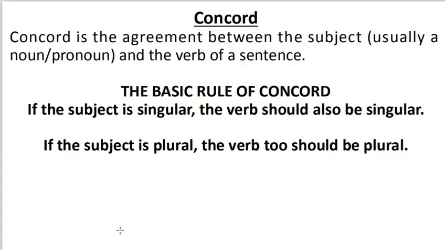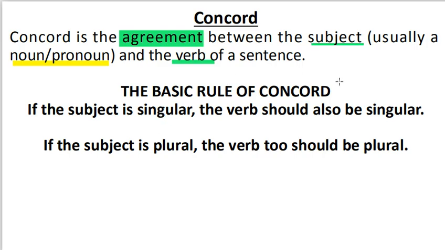The first thing we are going to do is to have a short definition of Concord. In grammar, Concord is the agreement between the subject and the verb of a sentence. The subject is usually a noun or a pronoun. So the agreement between that noun or pronoun and the verb of the sentence is what we call concord. This agreement in most cases is in terms of number, singular and plural.